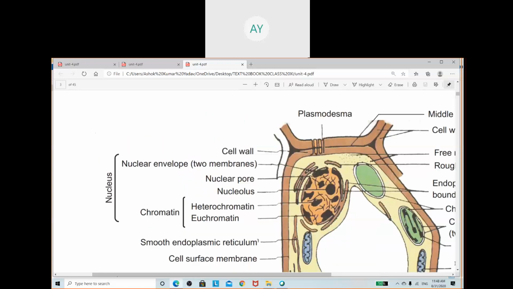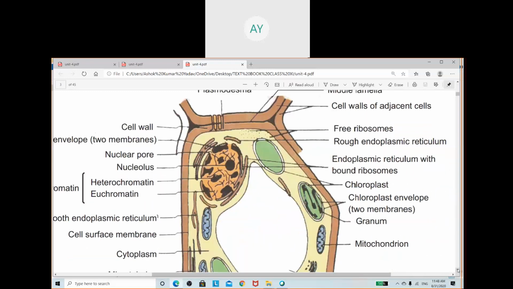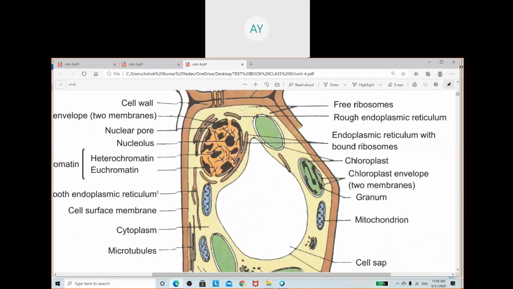Now you are in class 11. That's why I am going into detail. So ribosomal RNA synthesis occurs in the nucleolus, and messenger RNA and transfer RNA synthesis occur inside the nucleoplasm.